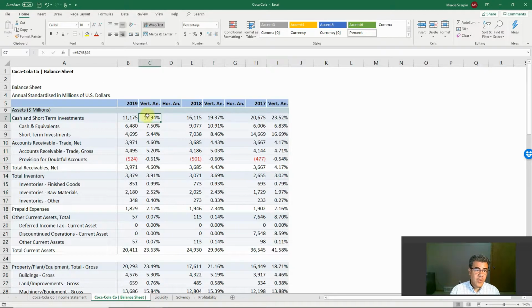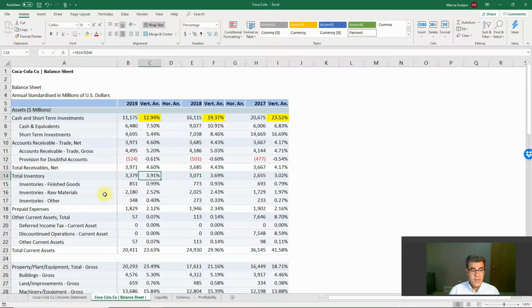So Coca-Cola has a huge cash, 13%, but it was much higher in the past. So a lot of cash when we compare it to our total assets. And then accounts receivable, not a very large number here, so they receive a lot of revenues in cash instead of accounts receivable. Inventory, also not a huge number here, so they have a very low inventory.